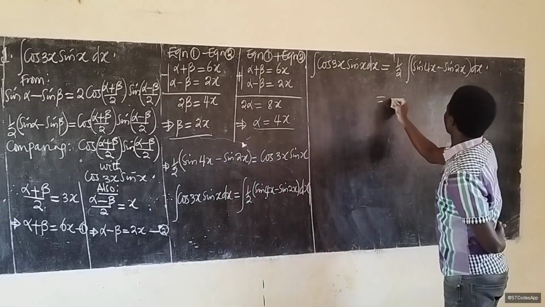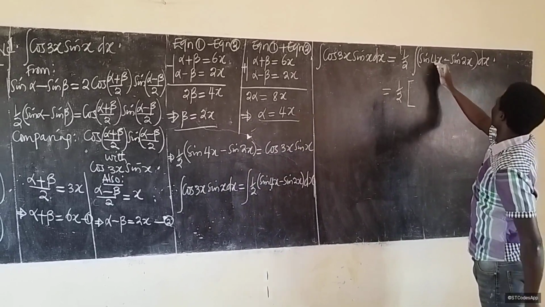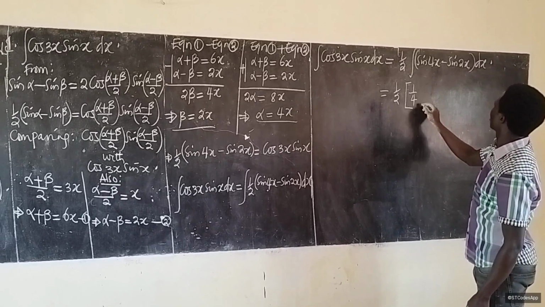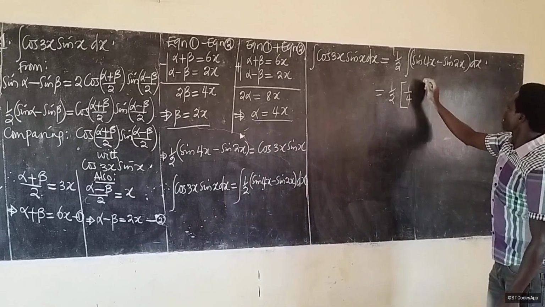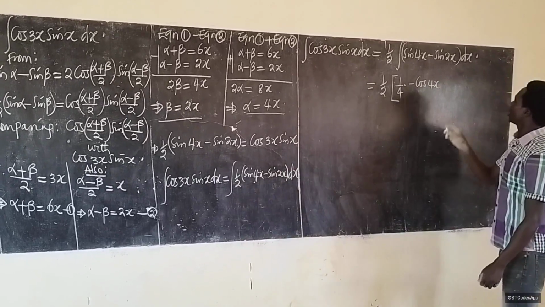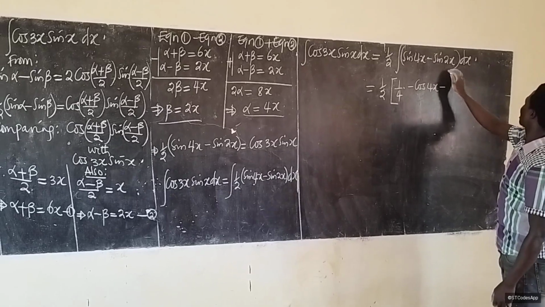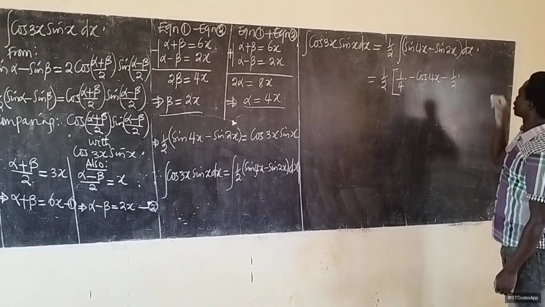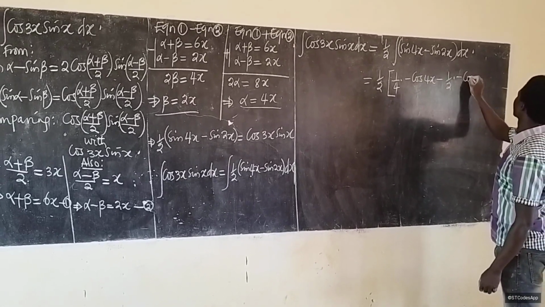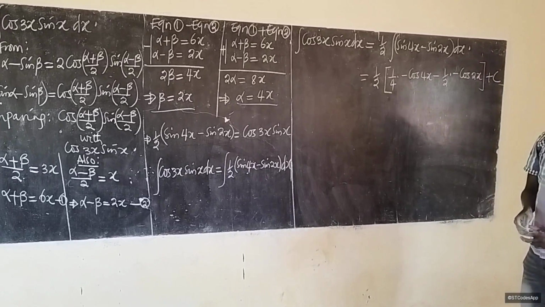So on integrating, this will be a half. If we are going to integrate sine of 4x, when I differentiate this, I get 4, I get its reciprocal, then it becomes a quarter. When you integrate a sine, you get negative cosine of 4x. Then minus, when you differentiate this, this is 2, get its reciprocal, that's a half, times a cosine, but of course when you integrate a sine, you get a negative cos of 2x. Of course, plus c, which is the arbitrary constant of integration.